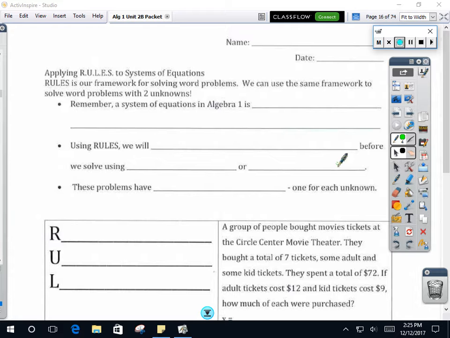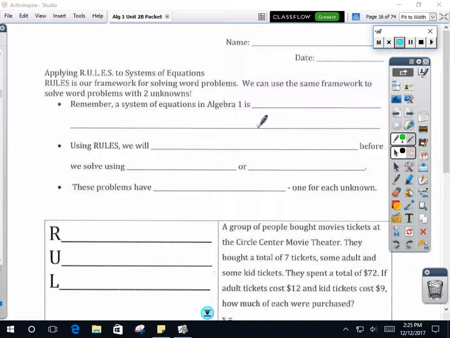All right, today we are going to learn how to solve systems of equations word problems. We're going to be using an acronym known as RULES. Each letter in the word stands for something that will help you walk through the problem.